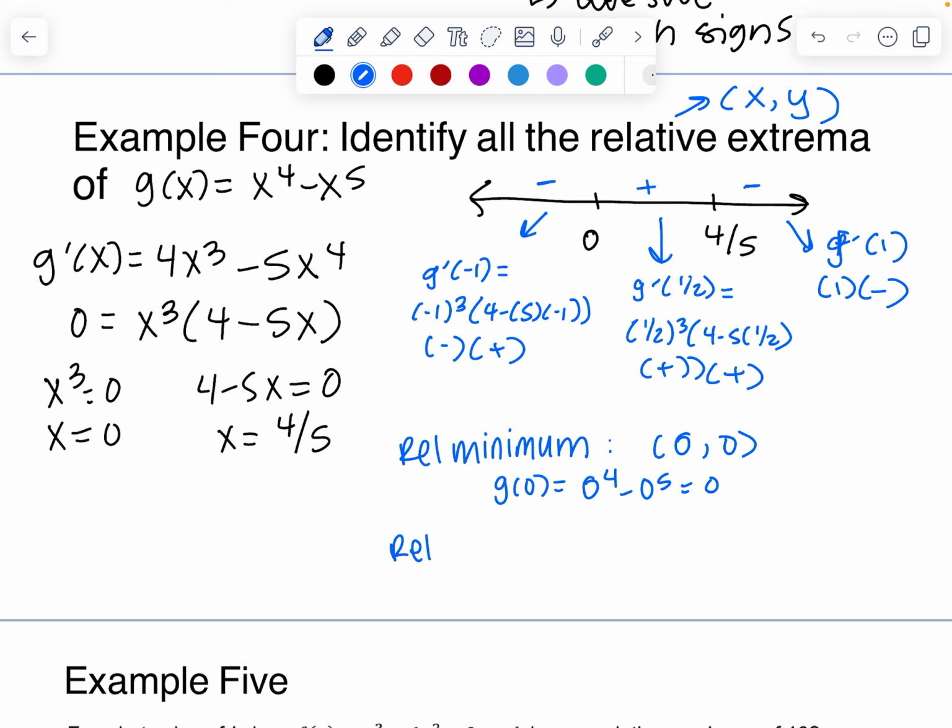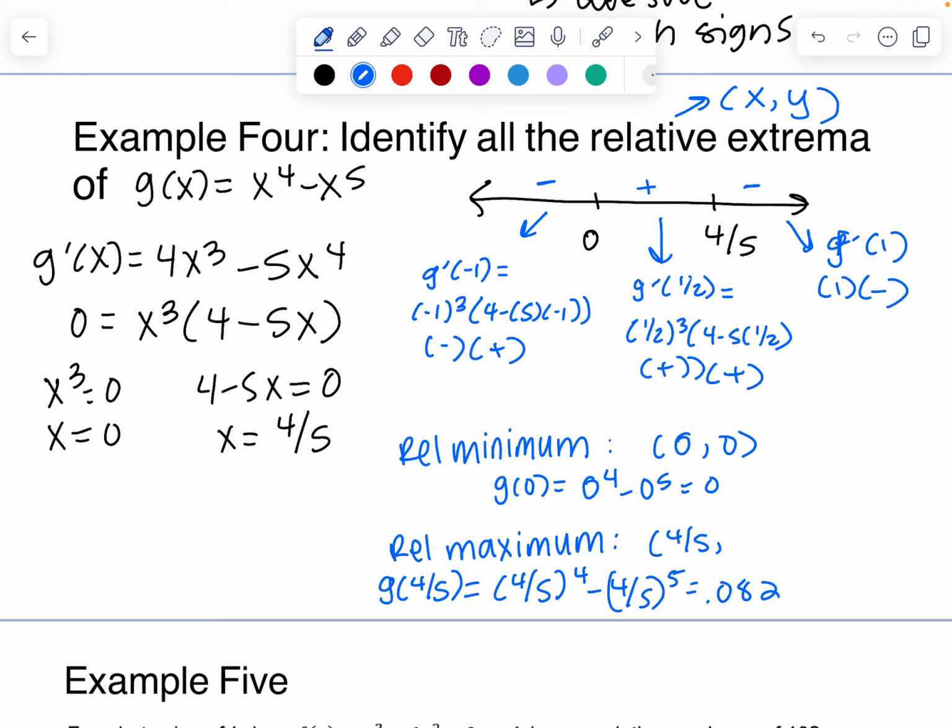And then 4/5 is our relative maximum because that's where it switches from positive to negative. So we know that the x value is 4/5. Now we need to find its y value. So I'm going to plug that into the original equation. I'll have 4/5 to the 4th power minus 4/5 to the 5th power. If you put that in your calculator, it should come out to be about 0.082. So that is the y value of my relative maximum. So that's my answer there.